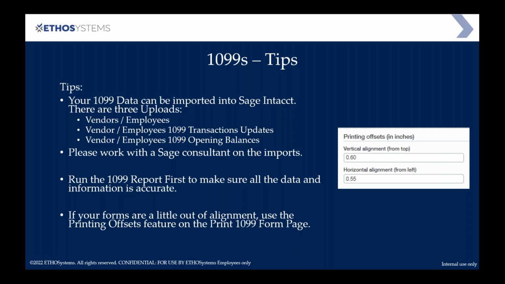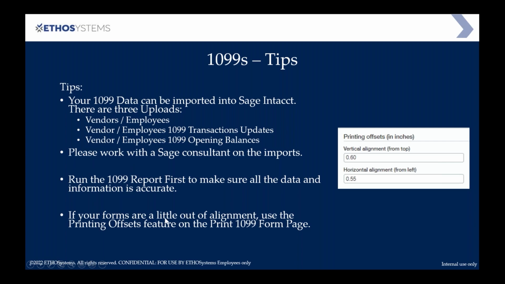Going back to the question that you asked before, once your vendors are set up, run the 1099 report first to make sure all your data is accurate. It's a really good report. It makes sure that all your information is in there, and that's what you're going to then submit or print for your 1099s and your 1096s at that point.